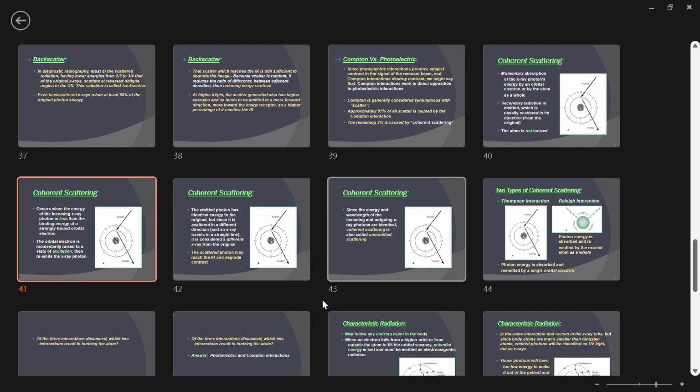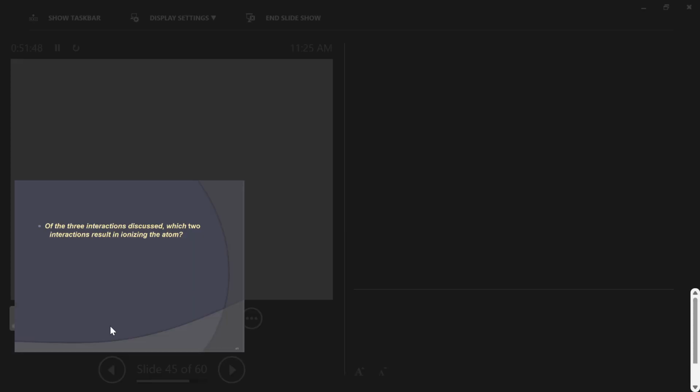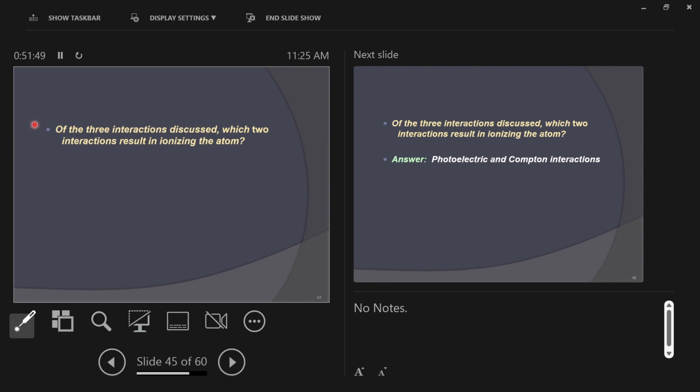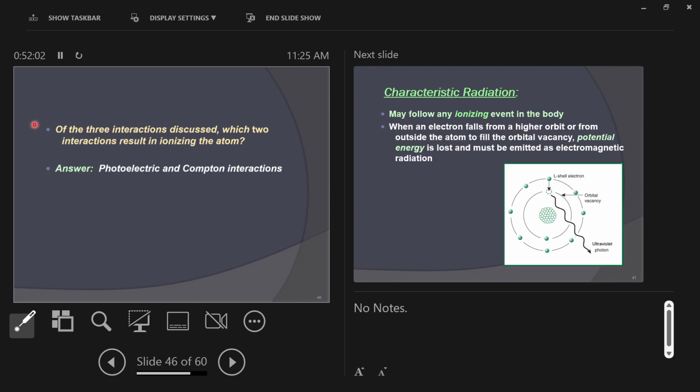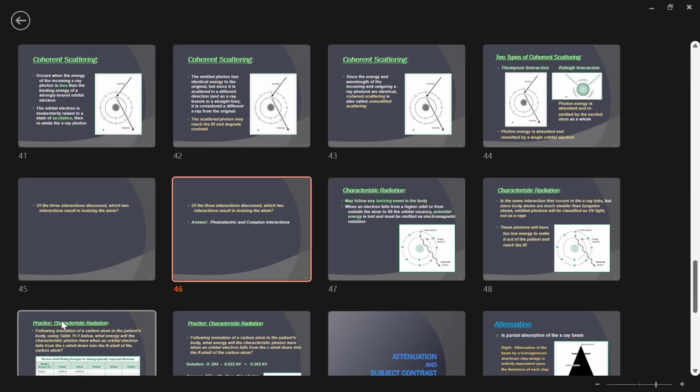So we have three types of interactions. Here's a question. Of the three interactions discussed, photoelectric effect, Compton, and coherent scatter, which two result in the ionized atom? Photoelectric and Compton. There you go. Photoelectric and Compton interactions result in that taking place. Okay, good. You guys are doing really good.